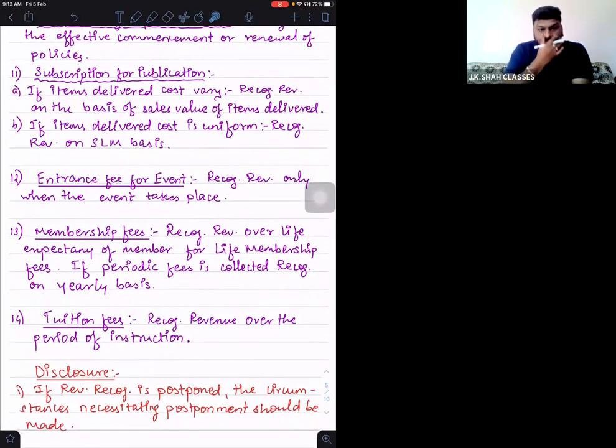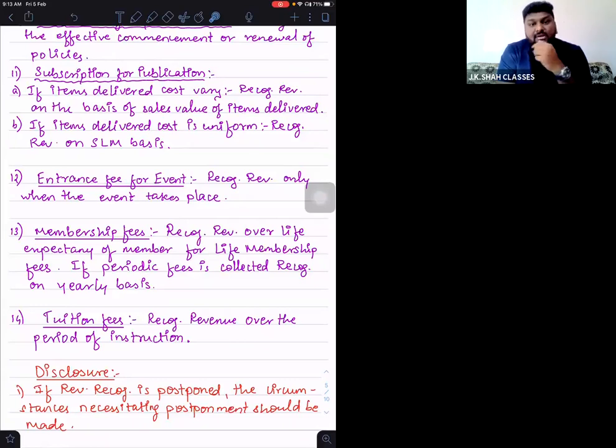Membership fees. Sir, what is membership fees? Life membership fees you pay or yearly membership fees you pay. Sir, when you pay yearly membership fees, then it should be recorded on a yearly basis only. That is on accrual. Meaning if 3 months of membership falls in this year and 9 months of membership falls in the next year, then on accrual basis, 3 months here, 9 months there. Right, on a yearly accrual basis.